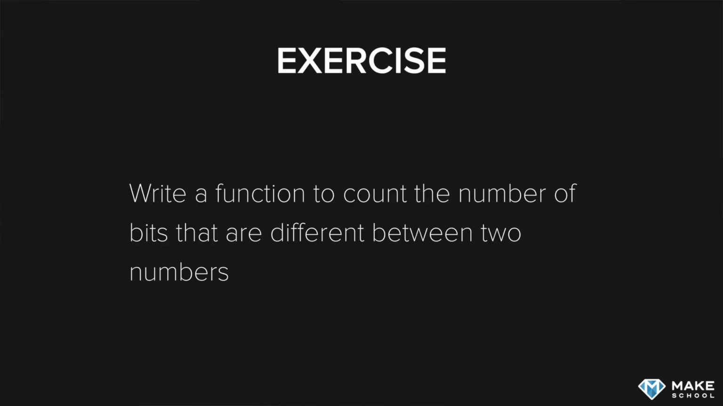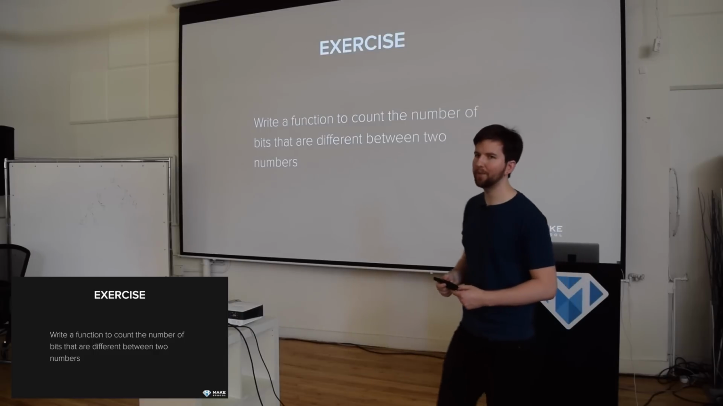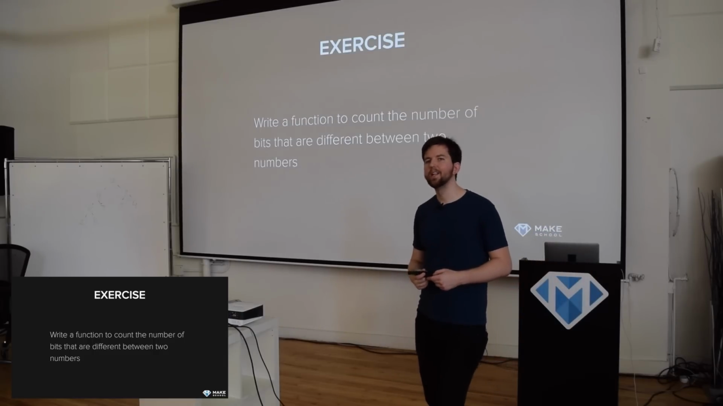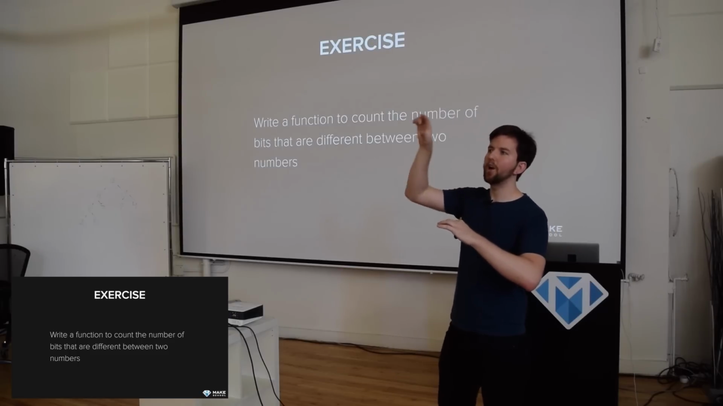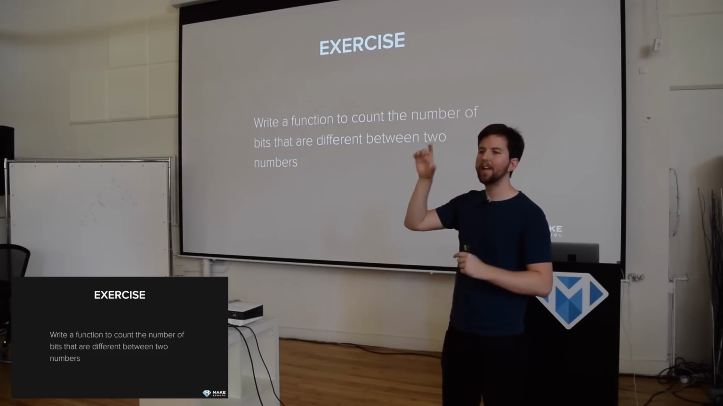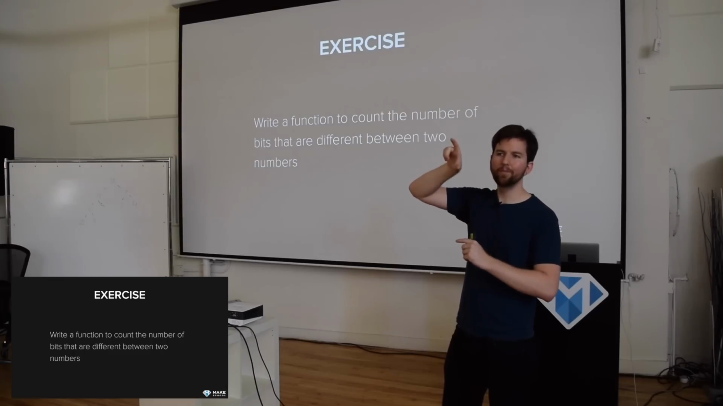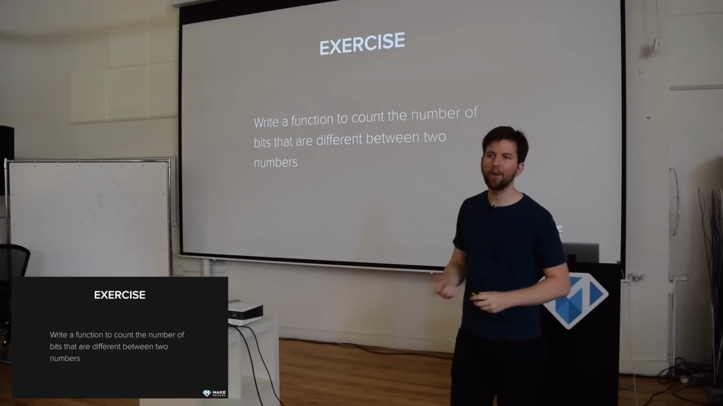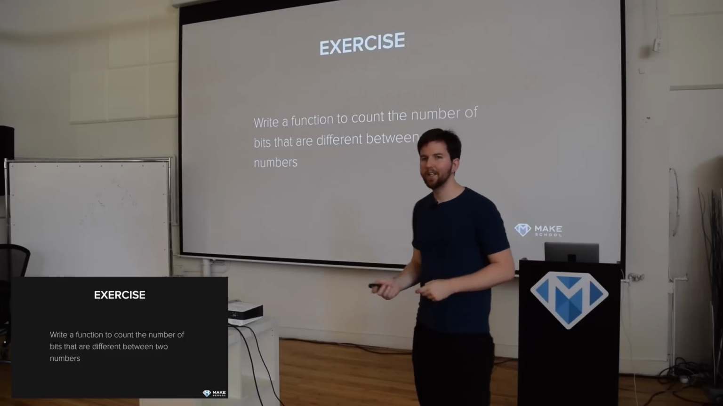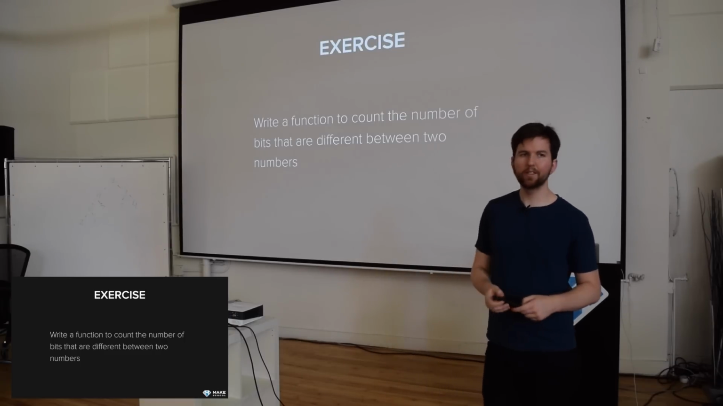So here's an optional exercise. If this is interesting stuff to you, write a function to count the number of bits that are different between two numbers. This one's a little complicated and might take you some time. If I have two input numbers, I want to see how many bits are different between them. If they share the same bit in the same column, then don't count it. But if they're different bits in the same column, then count it. Is this clear to everyone what this means?